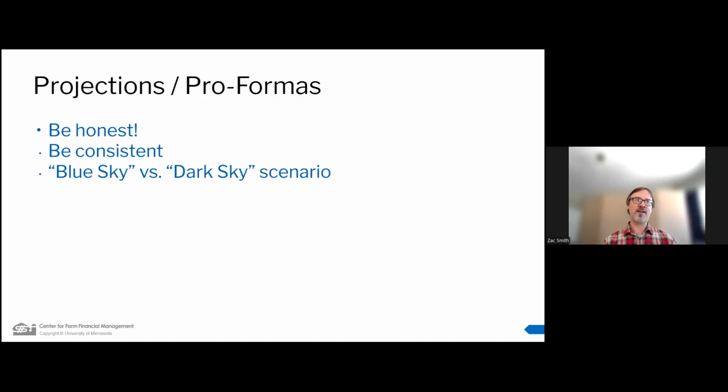So to be honest with yourself, go ahead and create that blue sky scenario. Everything's going to be awesome. But then there's also the dark sky scenario where, I hate to say this, but I do encourage you to ask, what if we don't reach our goals? What if only half of the people come that we thought were going to come to this event, or I make half the sales? Just look at how bad it could look on paper. And then you'll find comfort in between those two scenarios.